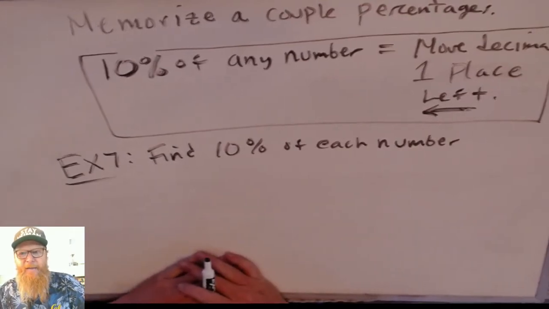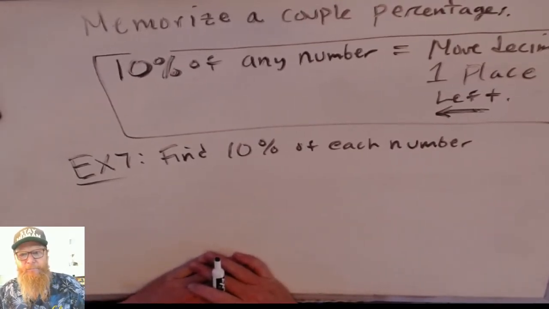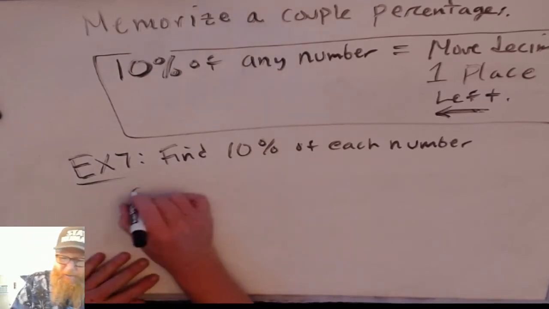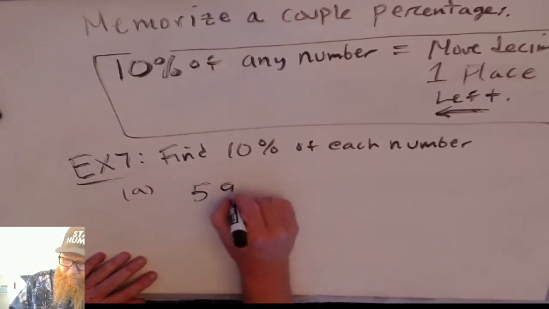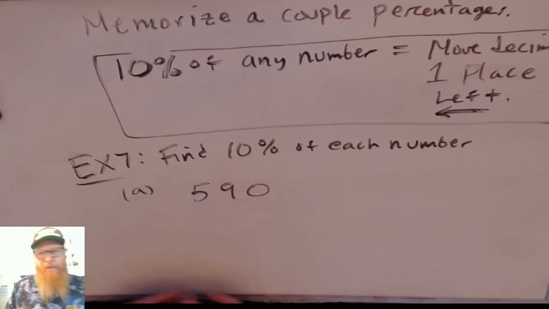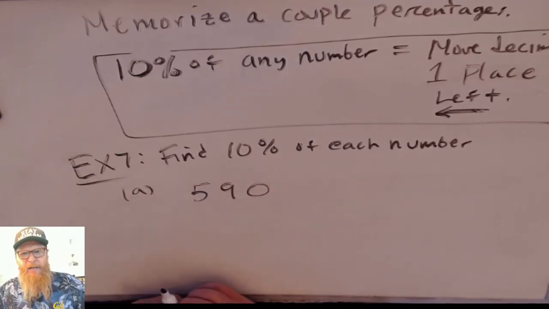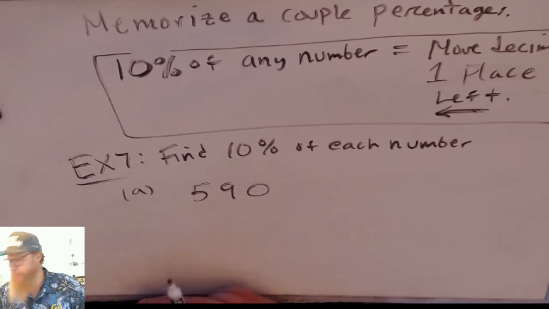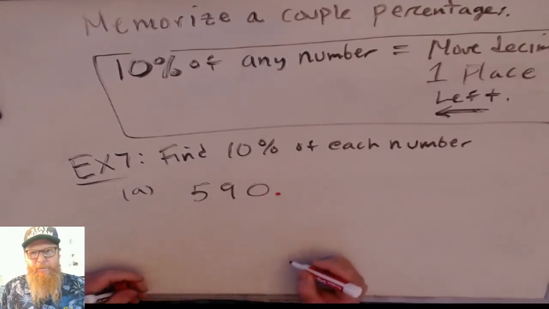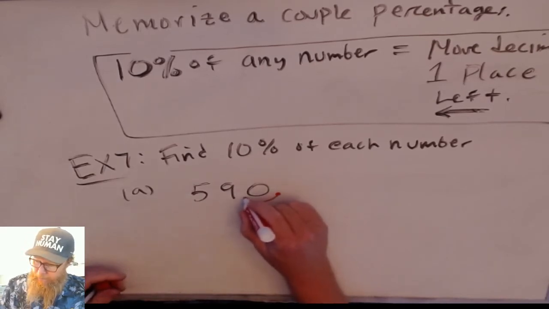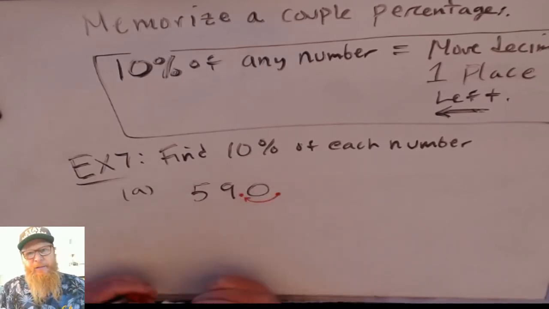All right, find 10% of each number. Let me give you some numbers. What's 10% of 590? Invisible decimal. Move it one place to the left.